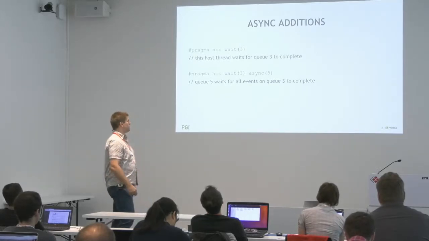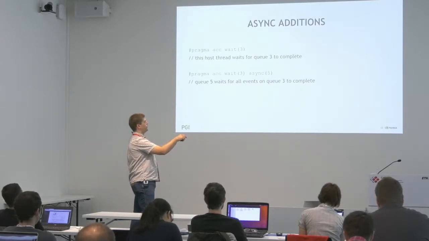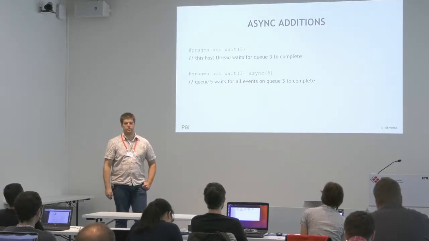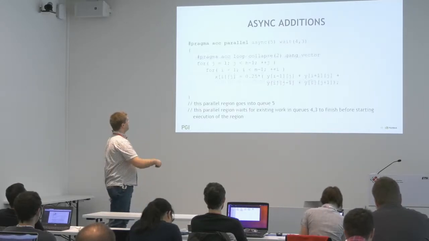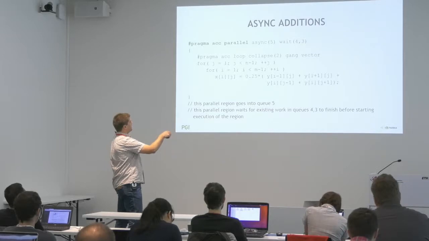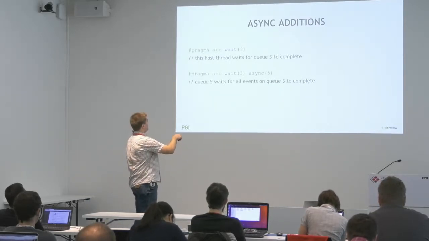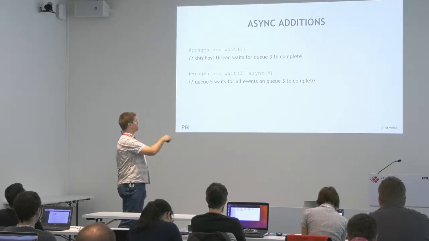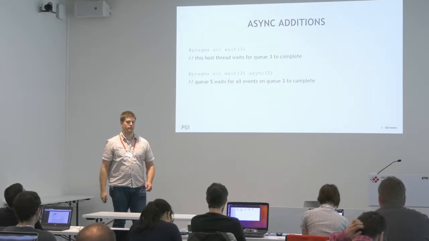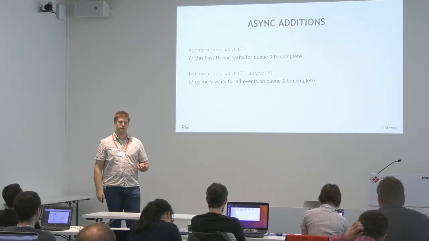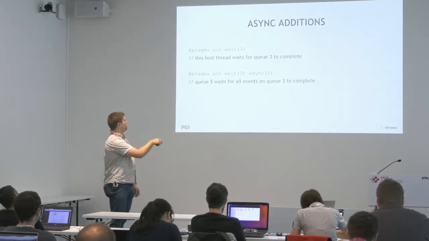Okay? We can also have this kind of directive here. It's a wait directive that has its own async clause. And that pretty much does the same thing that we had before here, where we put that directly on a kernel. It's kind of the same thing, but as its own separate directive. We're saying we're creating a barrier. We need to wait for everything in queue number 3 to complete. And we put this operation into queue number 5.